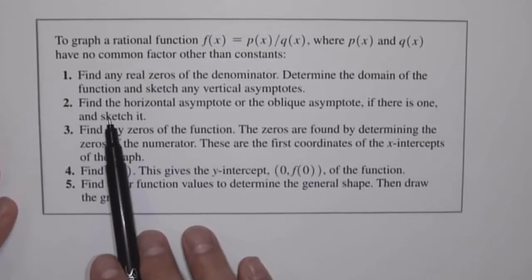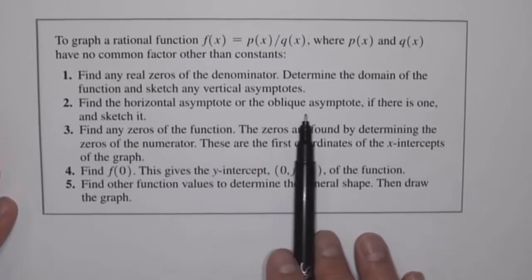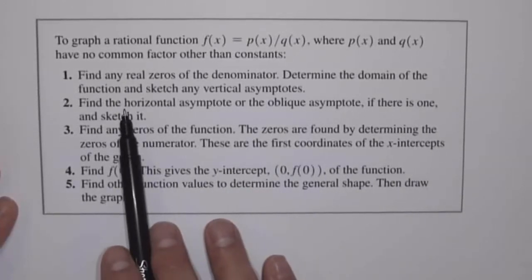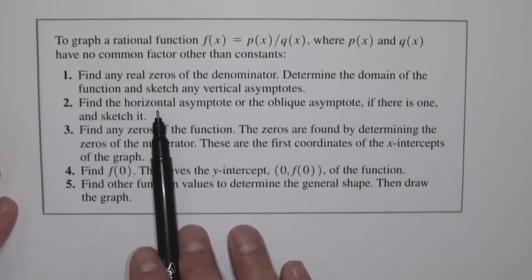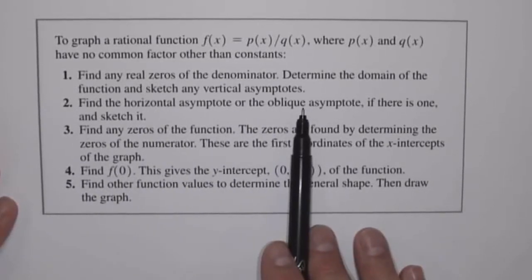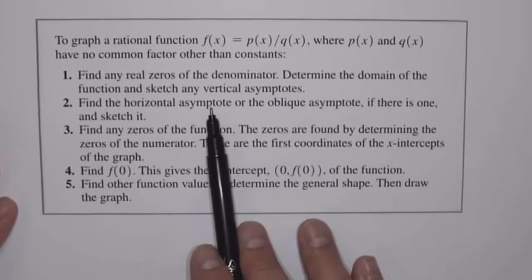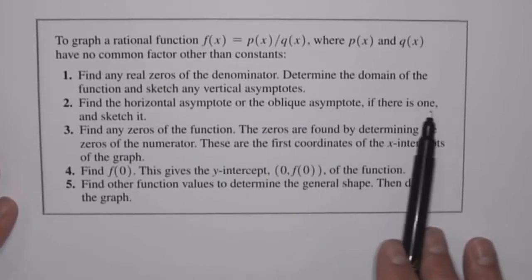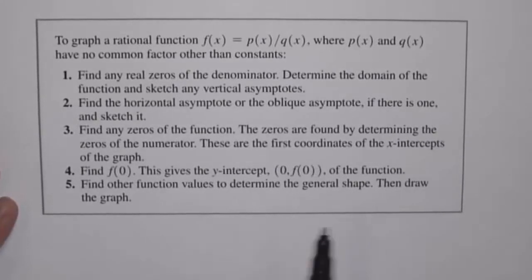2. Find the horizontal asymptote or the oblique asymptote if there is one, and sketch it. So remember, we'll either have a horizontal asymptote or an oblique asymptote. We'll only have one or the other, and there'll only be one of one or one of the other, or there will not be any.